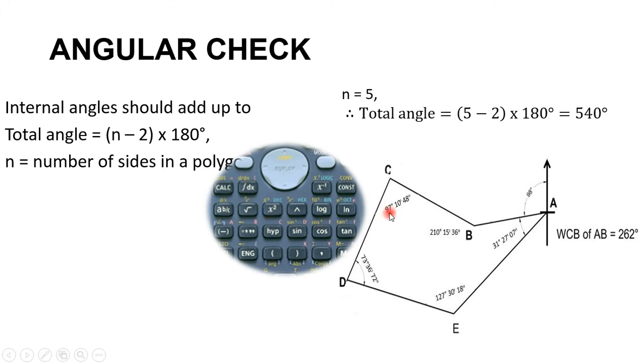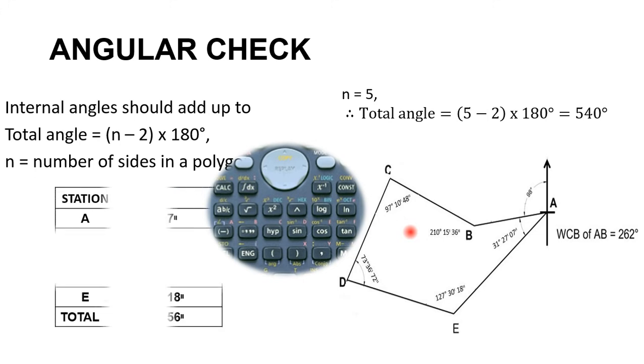So in this case we have 5 angles. It is a polygon of 5 sides. It means that for n we are going to substitute 5. So we have 5 minus 2, which is equal to 3, and 3 times 180 is going to give us 540 degrees. So whenever we're adding these internal angles, the total sum is supposed to be 540 degrees. Otherwise we may need to do some adjustments.